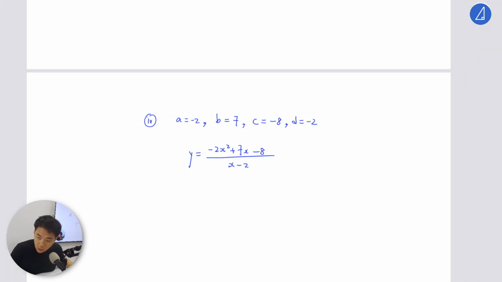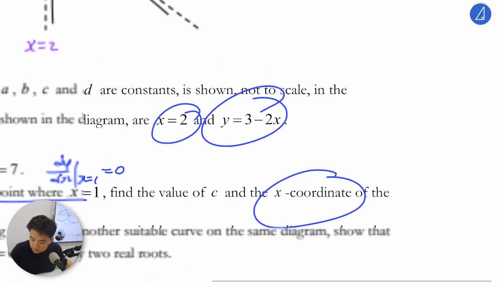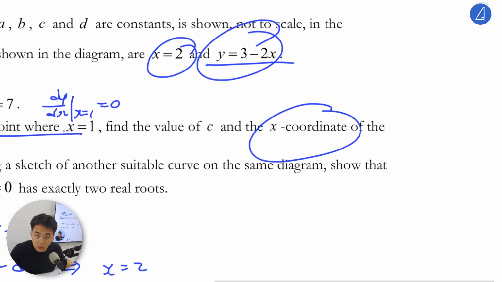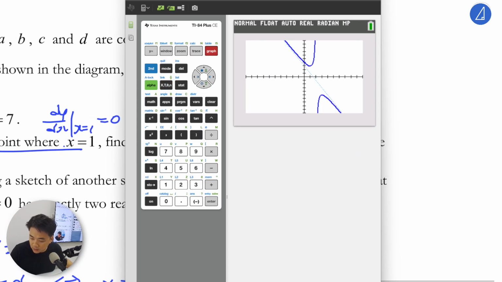Of course, put your OA in. OA will be 3 minus 2x, right? Just 3 minus 2x. So put it into GC. 3 minus 2x. Okay, graph it. There you go. This is the shape here. Okay. Then verify that your max min point is all the same.